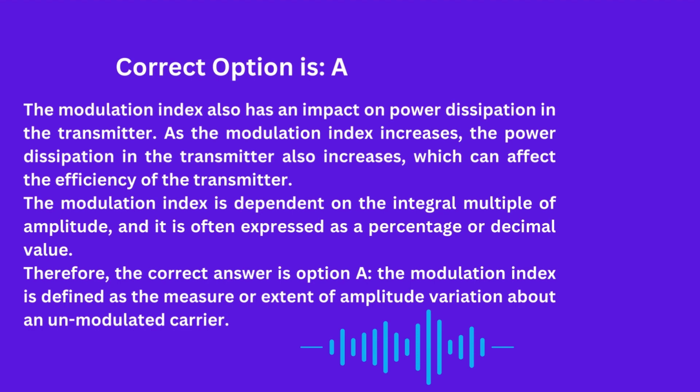The modulation index also has an impact on power distribution in the transmitter. As the modulation index increases, the power distribution in the transmitter also increases, which can affect the efficiency of the transmitter. The modulation index is dependent on the integral multiple of amplitude, and it is often expressed as a percentage or decimal value. Therefore, the correct answer is option A. The modulation index is defined as the measure or extent of amplitude variation about an unmodulated carrier.